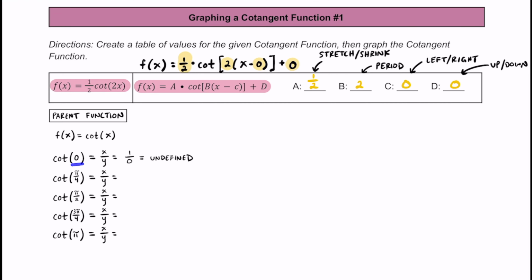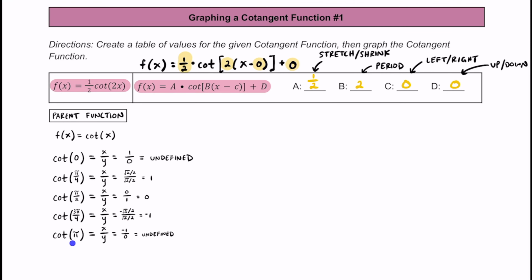At 0 radians, we're going to have the x and y values of 1 and 0. So 1 divided by 0 is undefined, so that's going to be undefined at 0 radians. At pi over 4, or 45 degrees, that x value and y value are both going to be root 2 over 2, so root 2 over 2 divided by root 2 over 2 is just equal to 1. At pi over 2, or 90 degrees, the ratio of x to y is going to be 0 over 1, which is equal to 0. 3 pi over 4 is 135 degrees, and at that location, the x value is negative root 2 over 2, and the y value is positive root 2 over 2, so dividing those, we're going to get negative 1.